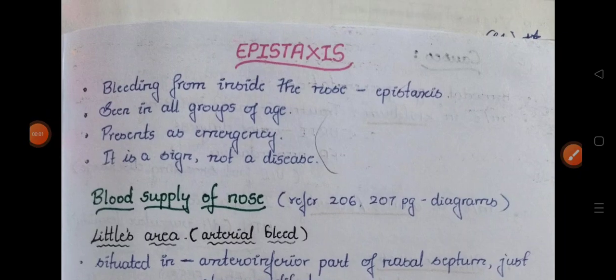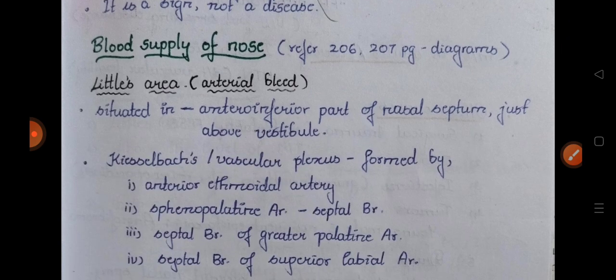So guys, today we are going to see a 10 marks important question, that is epistaxis. It is a 10 mark and most repeated question. What is epistaxis? It is bleeding from the inside of the nose, seen in all age groups, present as an emergency. It is a sign, not a disease. What is the blood supply of the nose? First of all, we will cover the blood supply of the nose only.